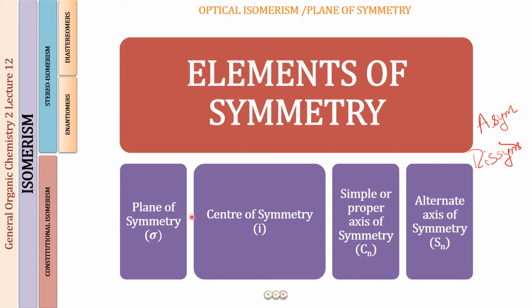There should be no plane of symmetry, no center of symmetry. There should be no alternate axis of symmetry present in a molecule if it has to be a chiral molecule. So now let us learn about them in detail, and understand how, by learning about symmetry, we are going to be able to identify whether a molecule is chiral or not.